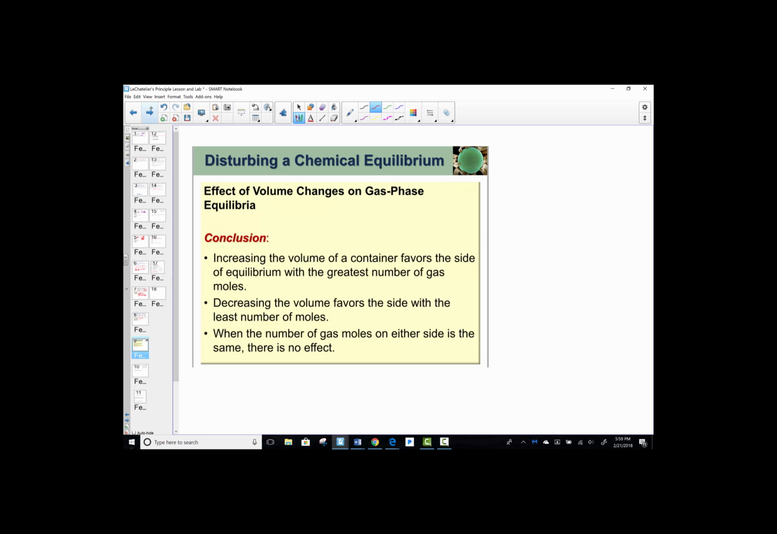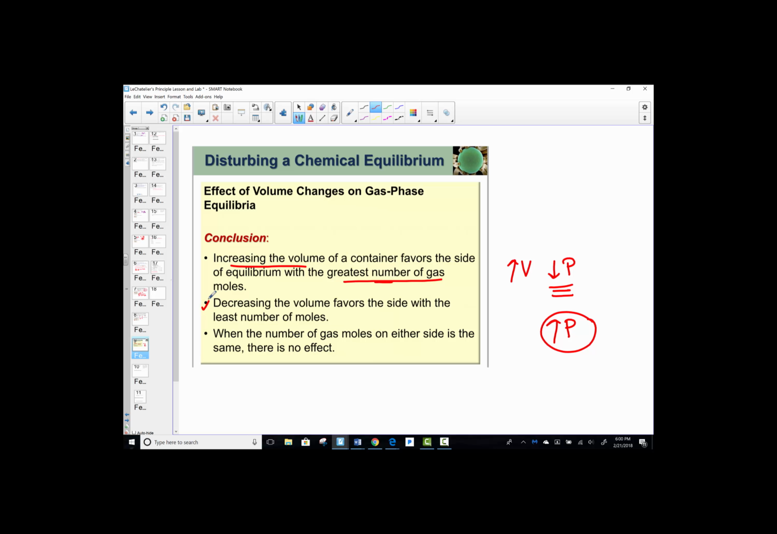So in conclusion here, changing volume changes pressure with an inverse relationship according to Boyle's law. Increasing the volume favors the side with the greatest number of gas particles. In other words, if we increase volume, we've dropped pressure. What will the system do if the stress is dropping pressure? The system wants to create higher pressure, and that means more molecules. Greatest number of gas moles will be favored.